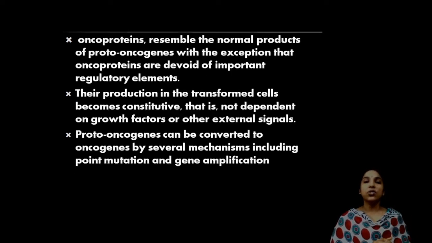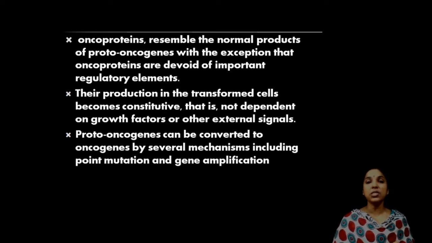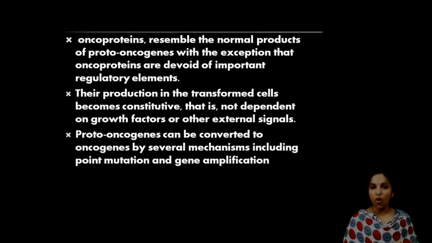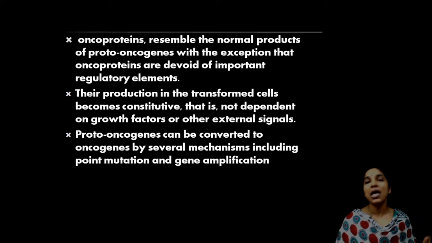Now, these oncoproteins resemble the normal products of proto-oncogenes, but they have no regulatory elements. That's the difference. Their production in the transformed cells becomes constitutive. They do not depend on growth factors or any external signals, so no external signals can control them. Clear? So proto-oncogenes can be converted into oncogenes by several mechanisms, including mutation as well as amplification.